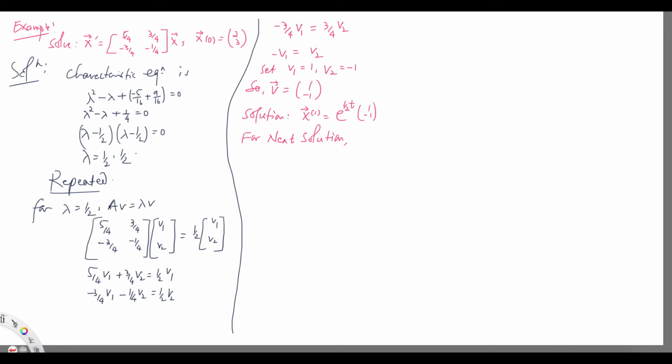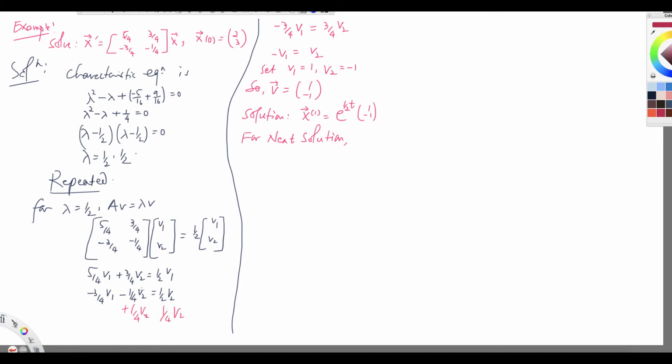So for lambda equals 1/2, how do I find the eigenvector? It is AV equals lambda V. This is A, that matrix A, times V. I am assuming (V1, V2), and 1/2 is the lambda, right? If you simplify that, you will get 5/4 times V1 plus 3/4 times V2 equals 1/2 times V1. And similarly, negative 3/4 times V1 minus 1/4 times V2 equals 1/2 V2. So I'm taking the second equation, right? How do I do this? I just want to add 1/4 V2 on both sides.